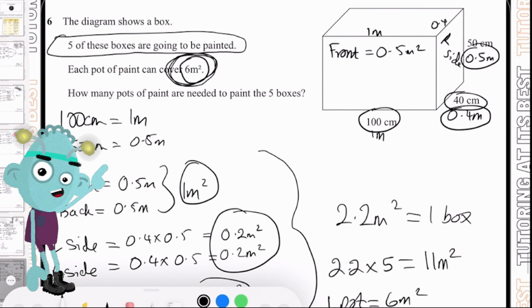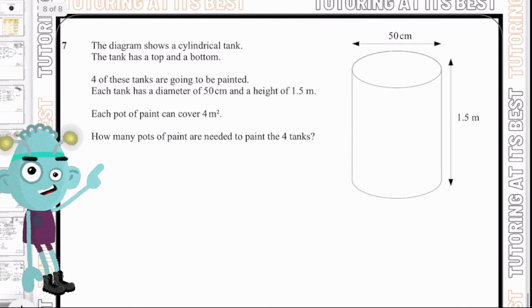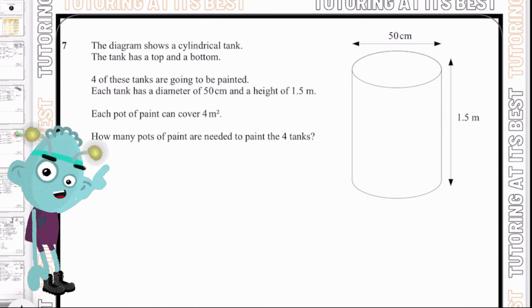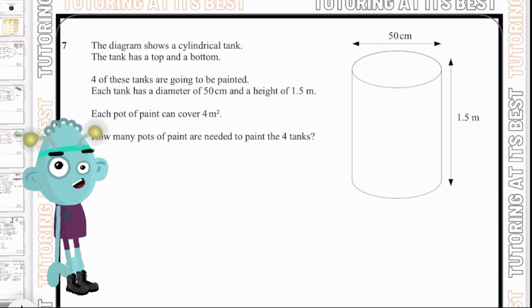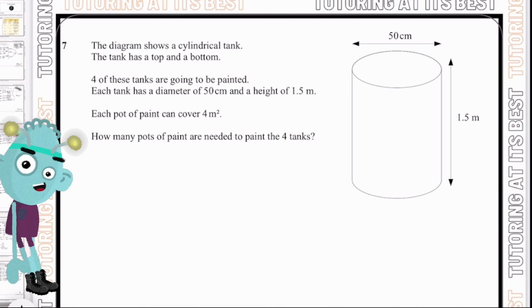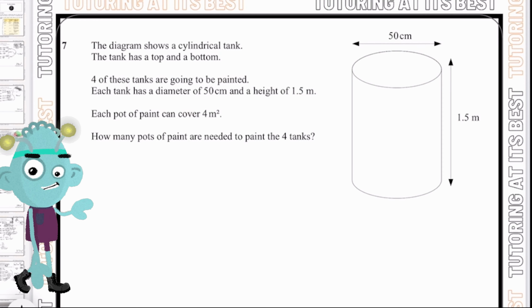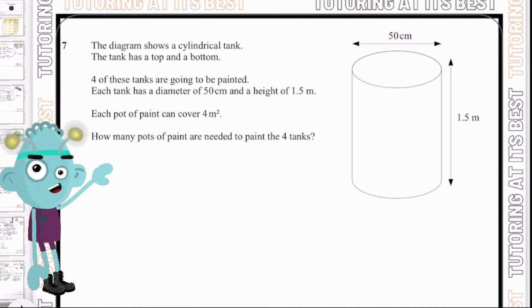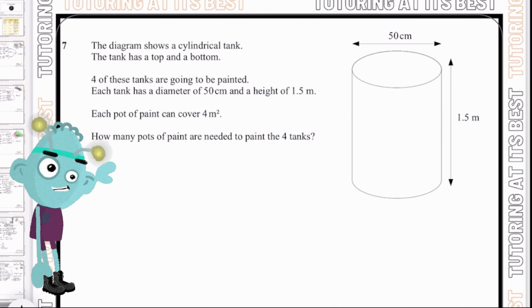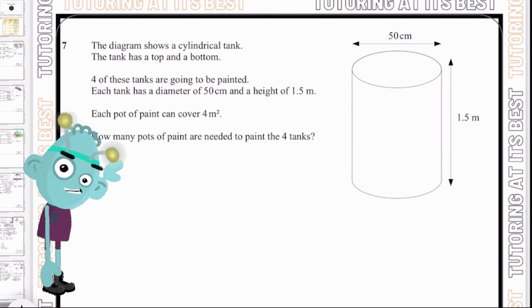Marvelous. And let's move over to the final question. Question 7. So the diagram shows a cylindrical tank, and the tank has a top and a bottom. And now 4 of these tanks are going to be painted. And each tank has a diameter of 50 centimeters and a height of 1.5 meters. And each pot can cover 4 meters squared. So how many pots of paint are needed to paint the 4 tanks?